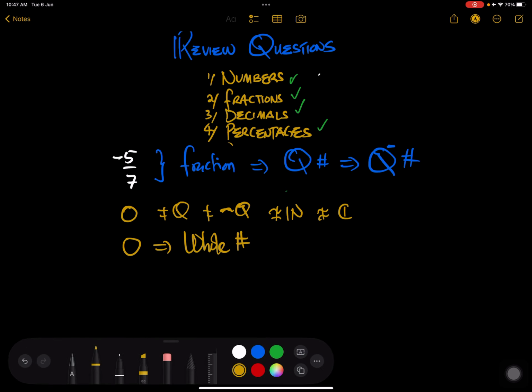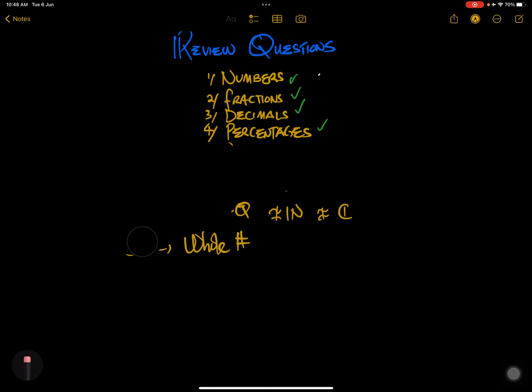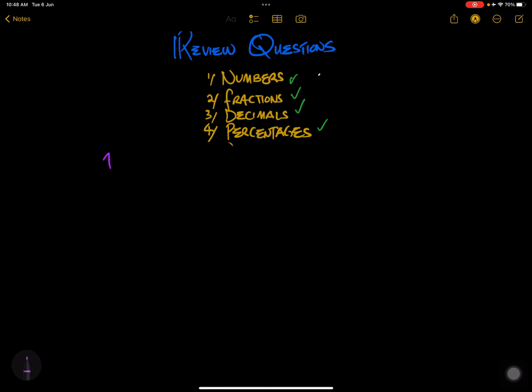Now let's take a look at types of numbers. Before I do that, let me wipe off this one. If I take the number 1, what type of number is this? First of all, this number is a whole number. It's also a natural number. It's also a counting number. And it's also an integer. What type of integer? A positive integer.